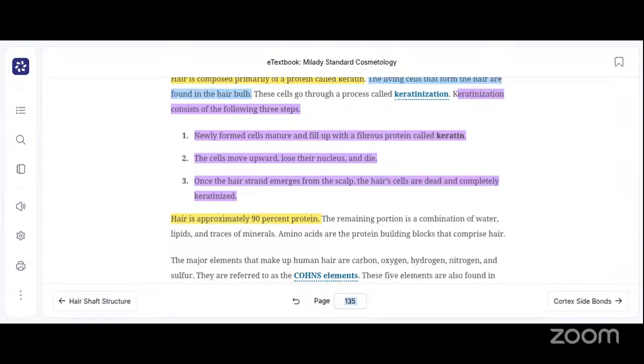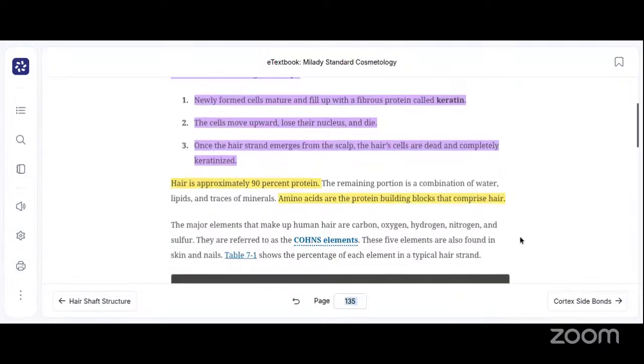All right, we said amino acids are the protein building blocks that comprise hair. So products that include amino acids, you may find them in shampoos and conditioners. Shampoos and conditioners with amino acids can continue to help rebuild or keep hair in its strongest state.